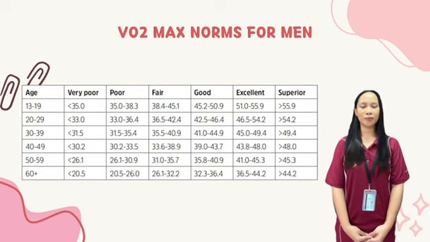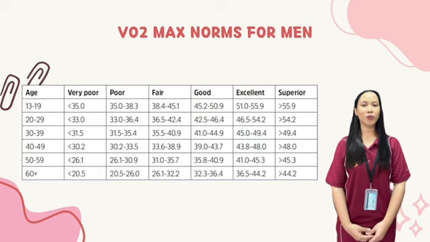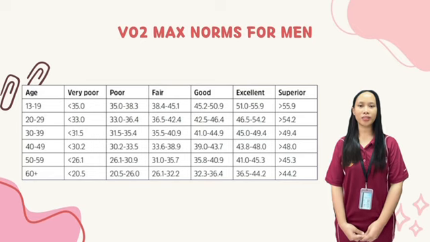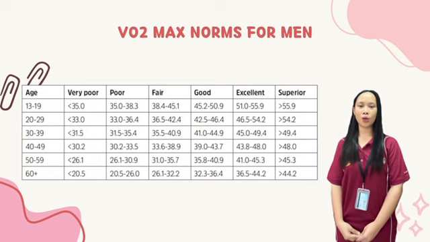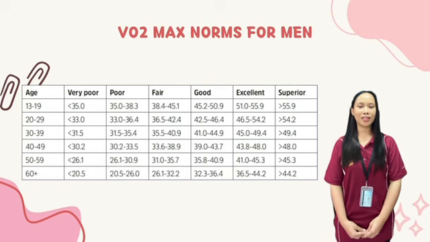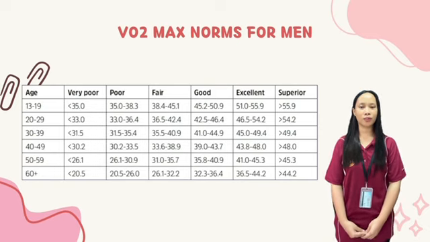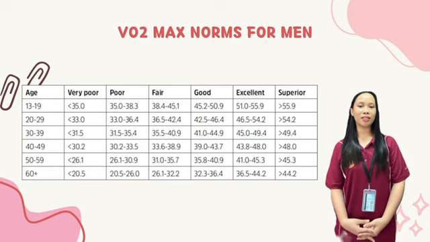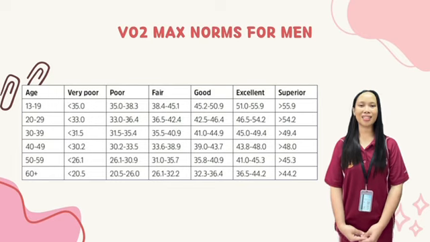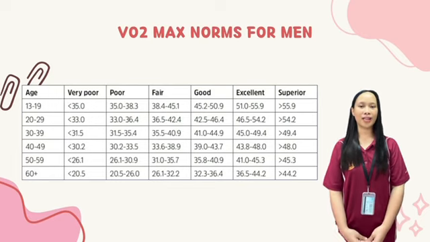For example, a man aged 20 until 29 with a VO2 max above 54.2 is considered to have superior fitness, while someone in the same group with a score below 33 is in the very poor category. So, this table helps us understand if someone's fitness level is average, above, or below average for their age.